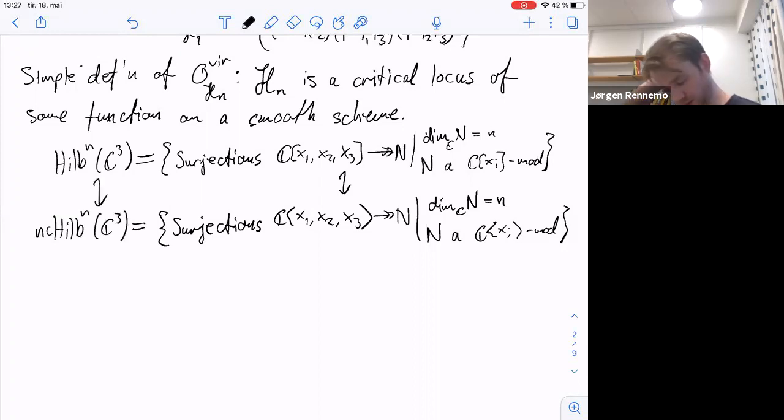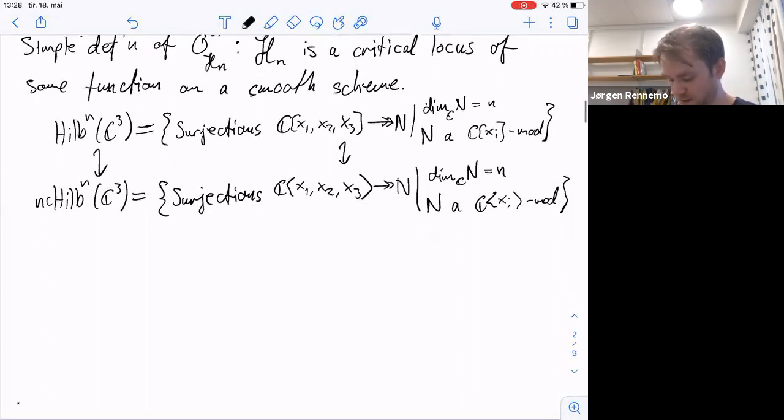The notation here implies that the non-commutative Hilbert scheme is some kind of functor on varieties, and that's not the case at all. I couldn't take the non-commutative Hilbert scheme of some other general variety. It's just a piece of notation saying this is the non-commutative analog of the Hilbert scheme for C3.